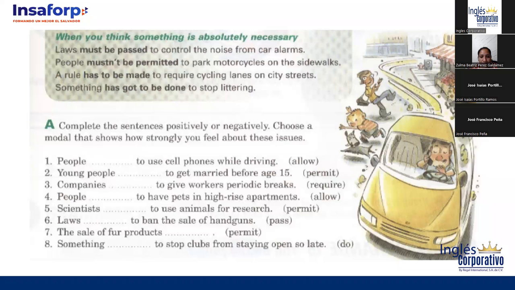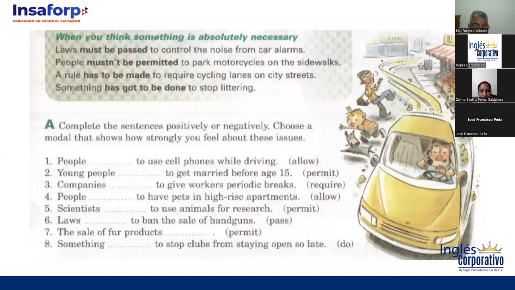Okay, if you want to participate, do not forget to raise your hand so we can do it in order. Liu, thank you very much. Let me listen to your sentence. The first. People must not be allowed to use cell phone while driving.